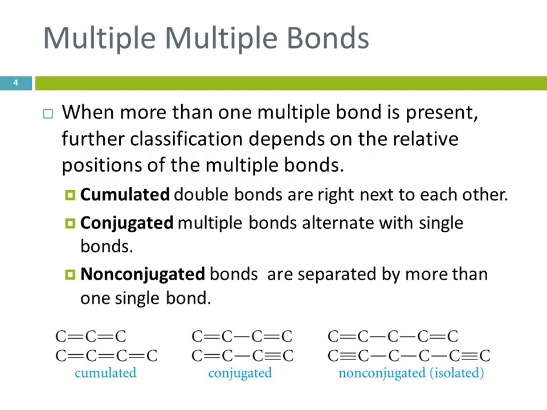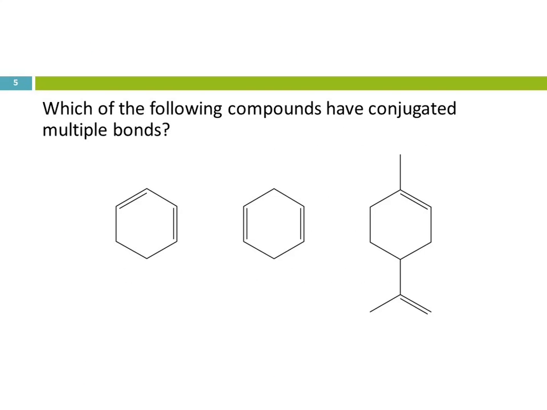What I'm more concerned with is that you recognize a conjugated compound, where you have alternating double, single, double, or triple. It could be triple, single, triple, but every other one is significant. So which of these compounds have conjugated multiple bonds? The first one. Here we've got a double bond and a single bond and a double bond. So that one's conjugated.